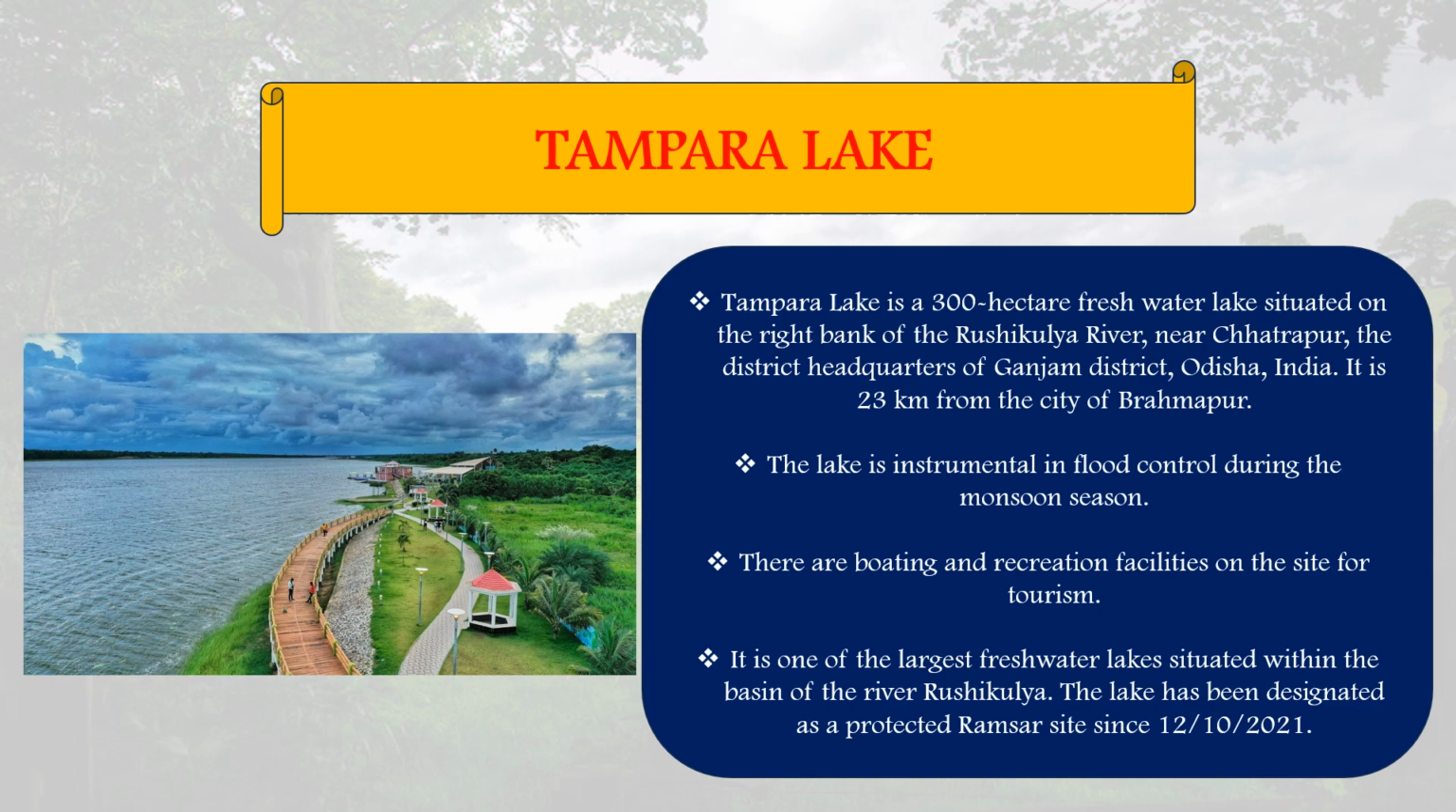It is actually one of the largest freshwater lakes situated within the basin of the river Rishikelia, and the fishermen depend on the lake for their livelihood, while its catchment is a fertile land for cashew plantation. And on the periphery of the lake, the authorities have introduced recreational activities like boating, water sports, and trekking. And the Chhatrapur town also uses the lake water for their drinking purposes.